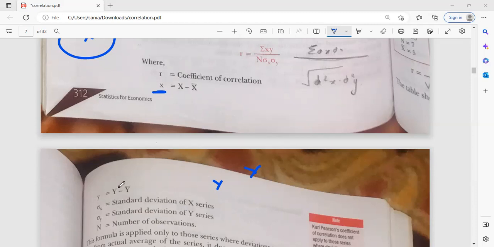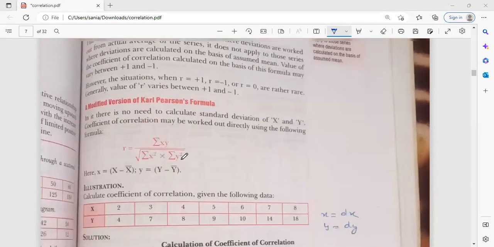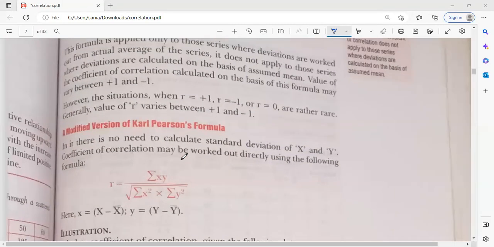Girls, have you written the formulas? Yes, ma'am. Okay. So now you have one modified version as well, right?